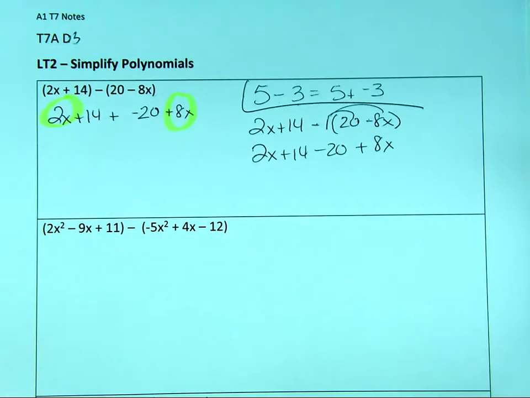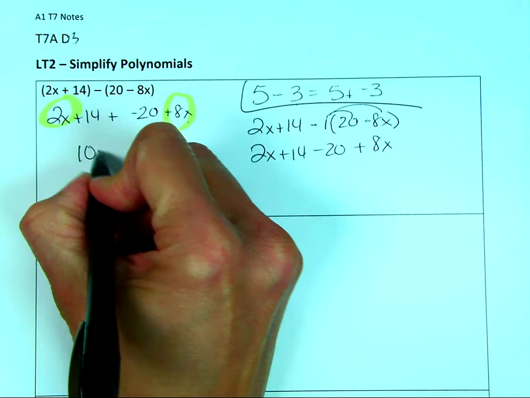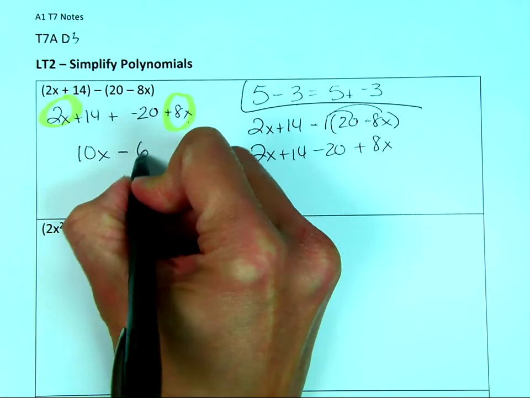And then we go back, since it's the same as adding, we go back to what we did before. There's our like terms. 2x plus 8x is 10x. 14 minus 20 is negative 6.